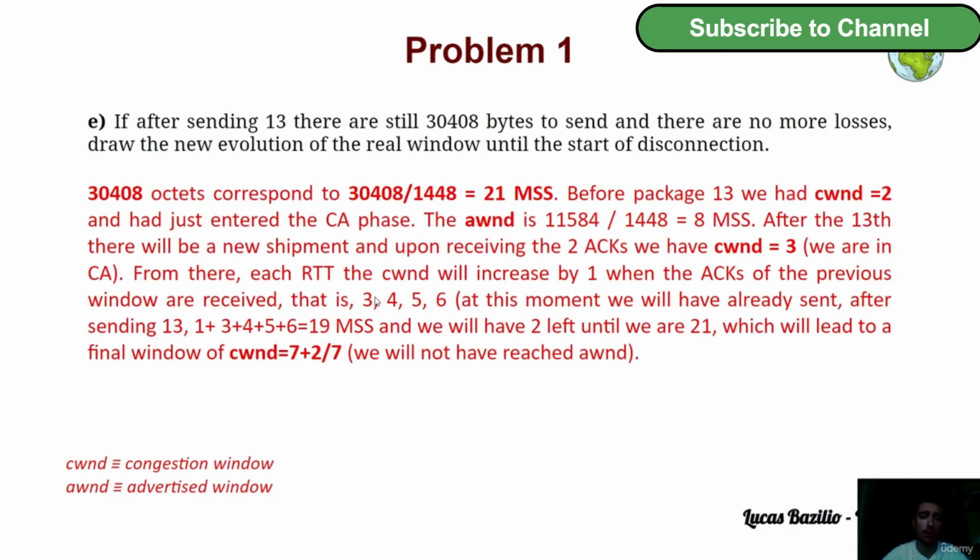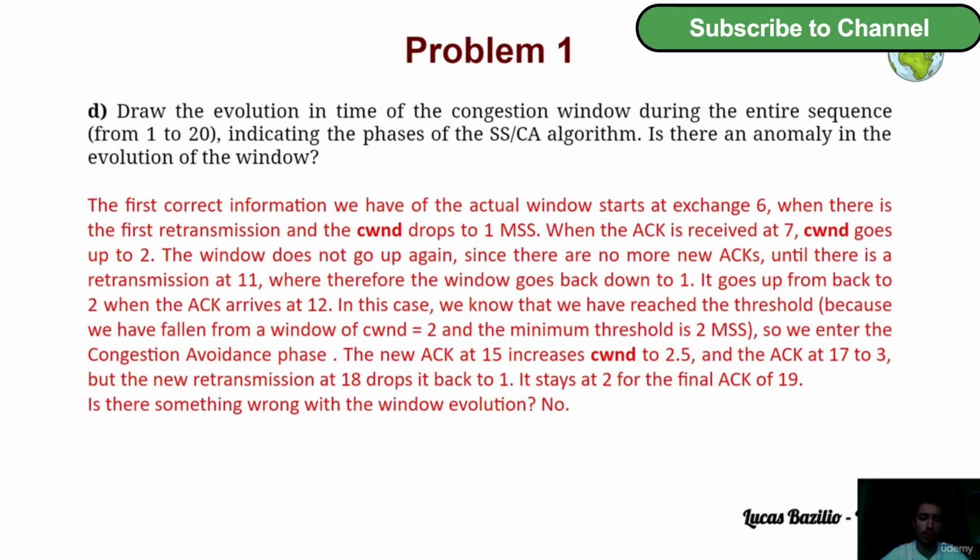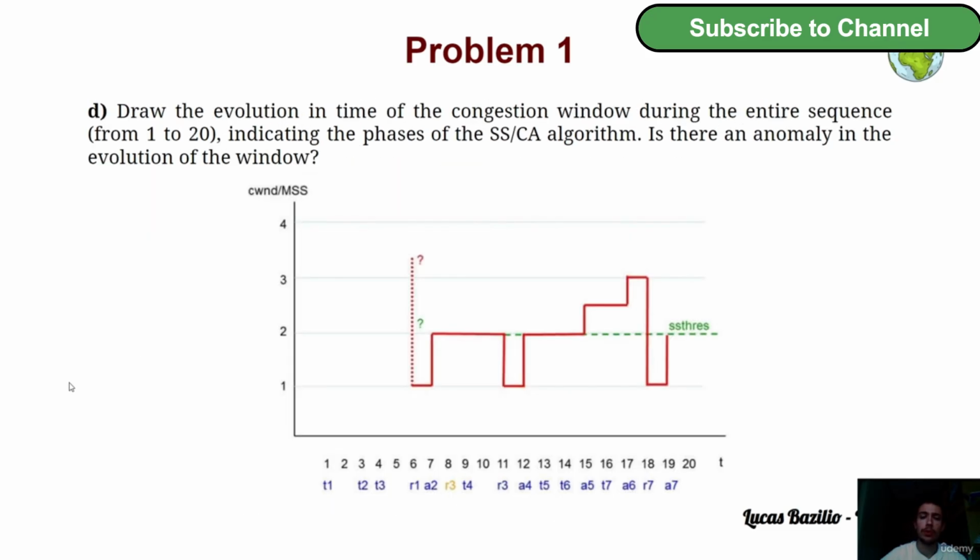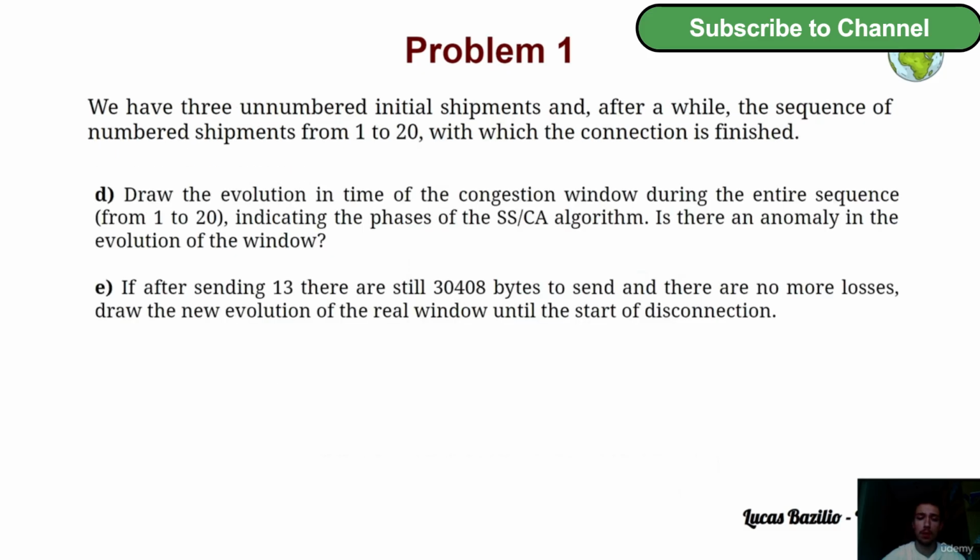Remember that in question D we drew the evolution in time of the congestion window during the packets. So now we need to come back to this plot, and what we need to consider is that after sending packet 13, which is this one that we see here, there are still 30,408 bytes to send. And also there will be no losses, so there will be no retransmissions.